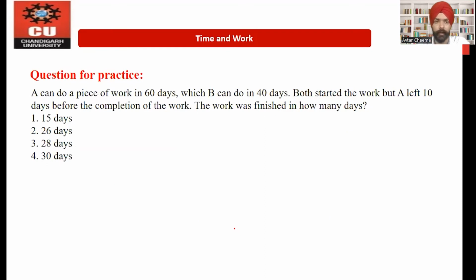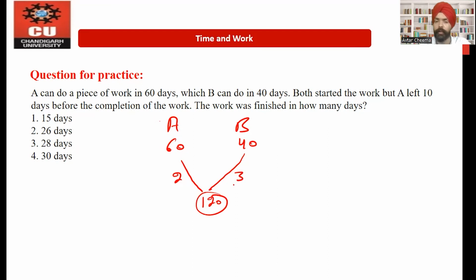Next, A can do a piece of work in 60 days. B can do it in 40 days. Both start the work, but A left 10 days before the completion of the work. Then the work was finished in how many days? A completes in 60 days, B in 40 days. Now, first, what will be the LCM? LCM will be 120. Here A is doing 2 units and B is daily doing 3 units.